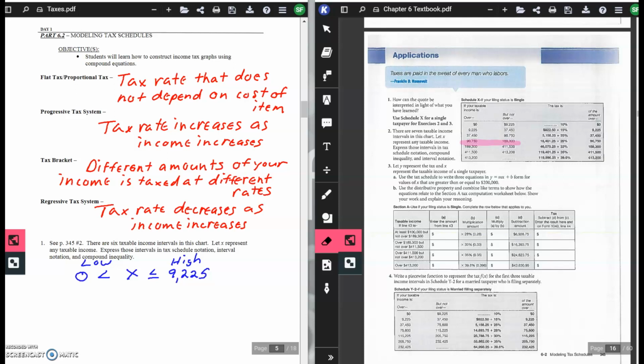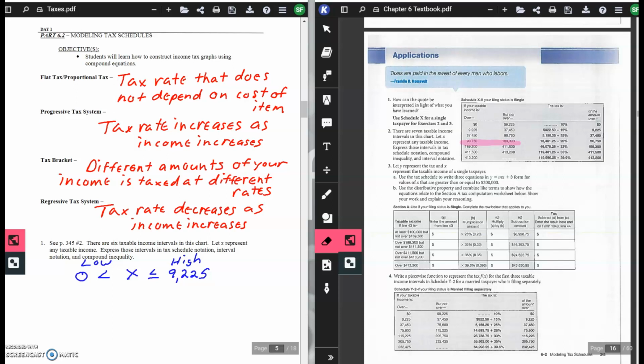Tax bracket. These are the different amounts of income that are based on different tax rates. So each specific dollar amount has its own tax rate. And a regressive tax system is where the tax rate decreases as income increases. This is very rare and something that really is kind of outdated.